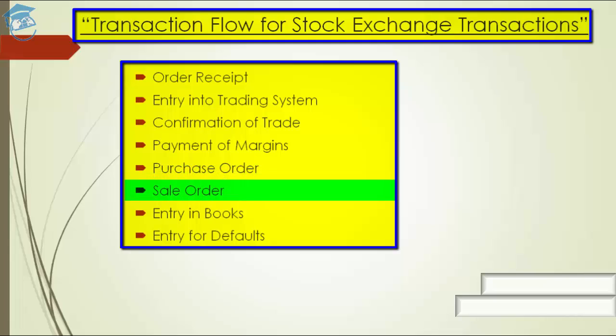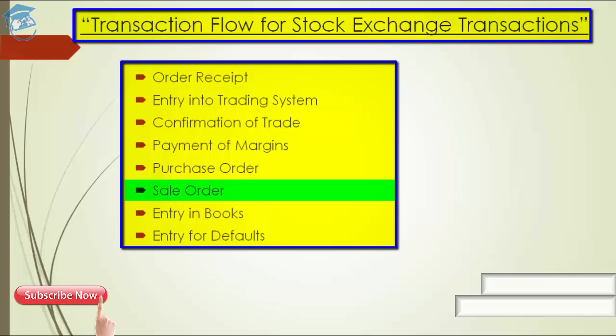Then comes the sale order. The entire margin is refunded along with the sale value of securities after the funds payout is received for securities delivered by the client. In case of failure to deliver the securities, the selling trading member should buy the securities and deliver the same to the buying trading member through auction.